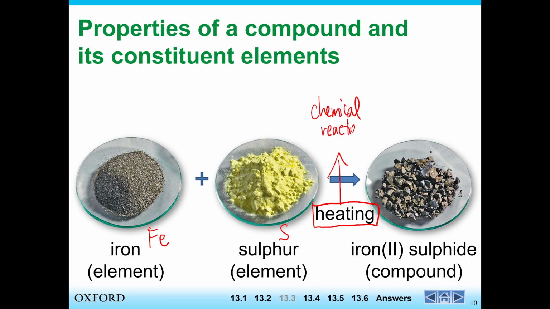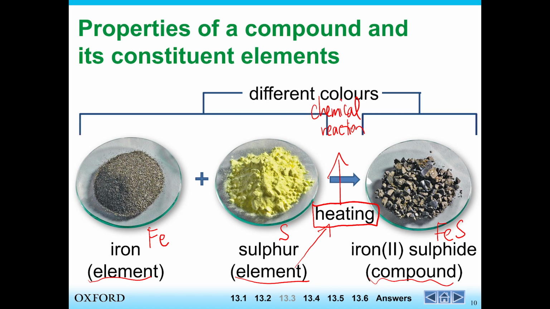Now, there you have two or more elements that have undergone a chemical reaction. They're chemically combined and that will form a compound. Now here you have iron(II) sulfide. This is FeS if you're interested to write the chemical formula. First thing you notice is that they all have different colors.